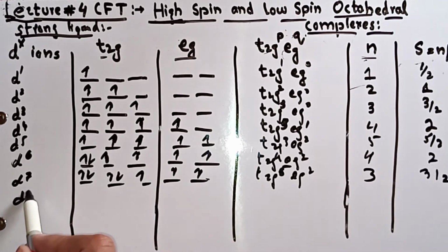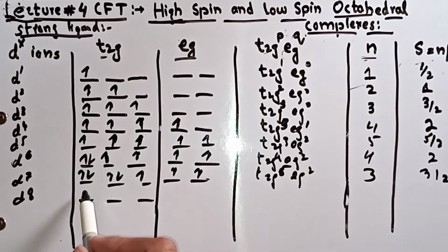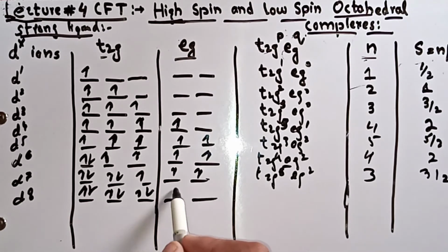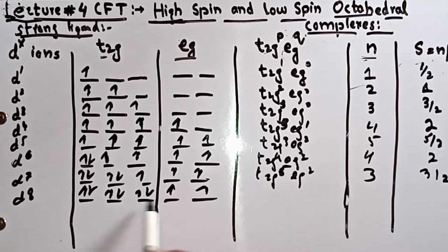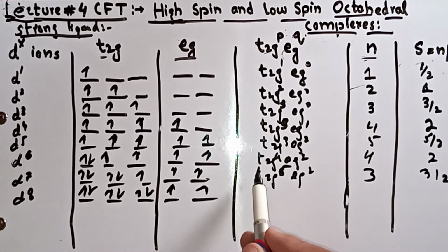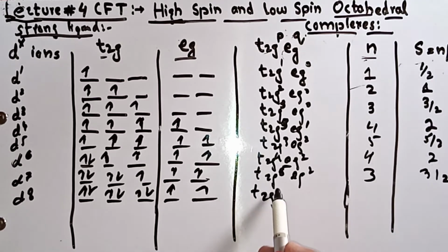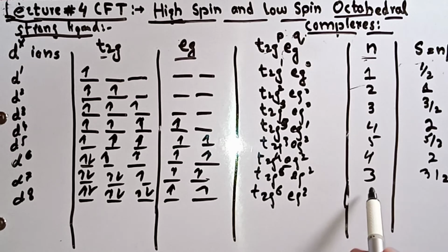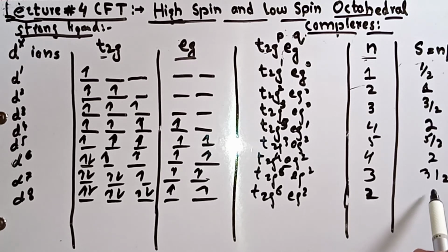When the D8 system, first all will go singly filled. After that the electrons will go here. So the 8 electrons, that will be the electronic configuration. So the T2G has 6 electrons, EG has 2 electrons. The unpaired electrons are 2, and 2 divided by 2, the resultant spin will be 1.